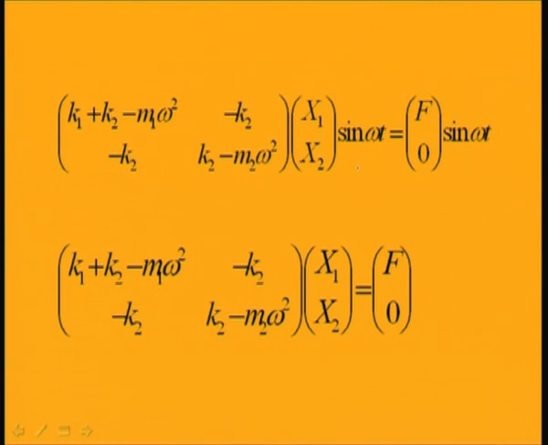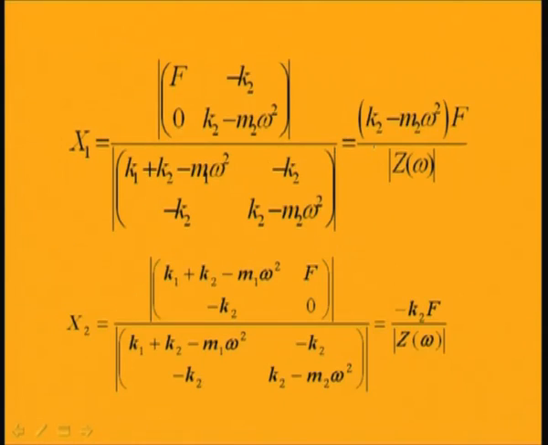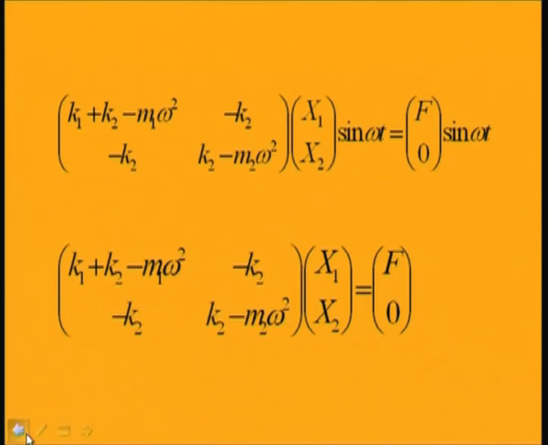So, the equation becomes k1 plus k2 minus m1 omega square, minus k2, minus k2, k2 minus m2 omega square, into x1 x2 sin omega t, and this becomes f0 sin omega t. So, the sin omega t terms can be deleted. So, this cancels, and this equation becomes k1 plus k2 minus m1 omega square, minus k2, minus k2, k2 minus m2 omega square, into x1 x2 equal to f0.